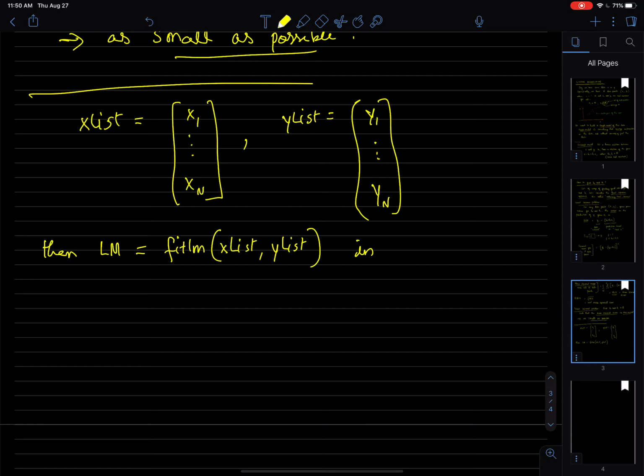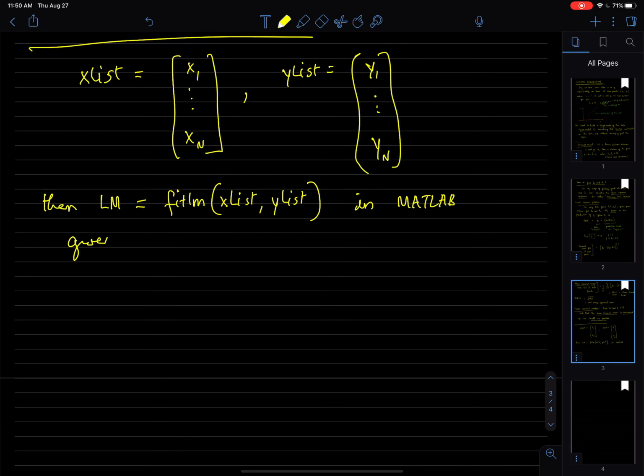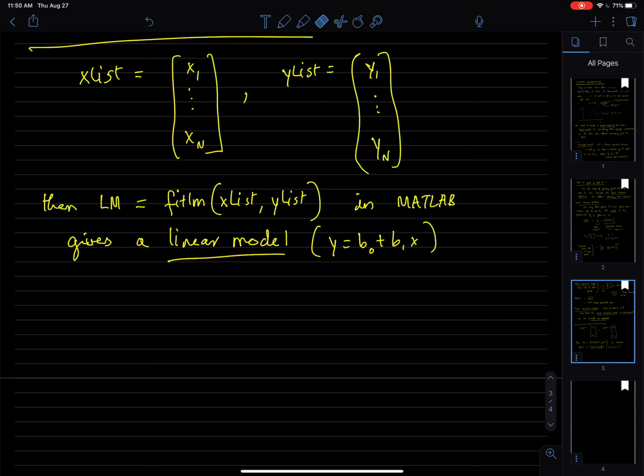This gives a linear model. What we mean by linear model is y equals b naught plus b1x. So y is a linear function of x, and there's a constant there. That's what we mean by a linear model, because this right hand side expression is linear in the inputs.